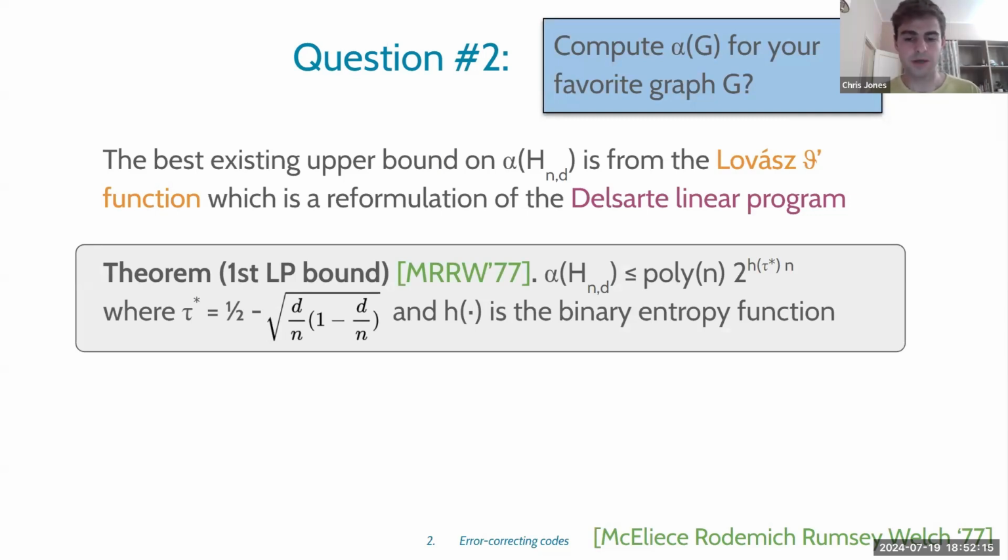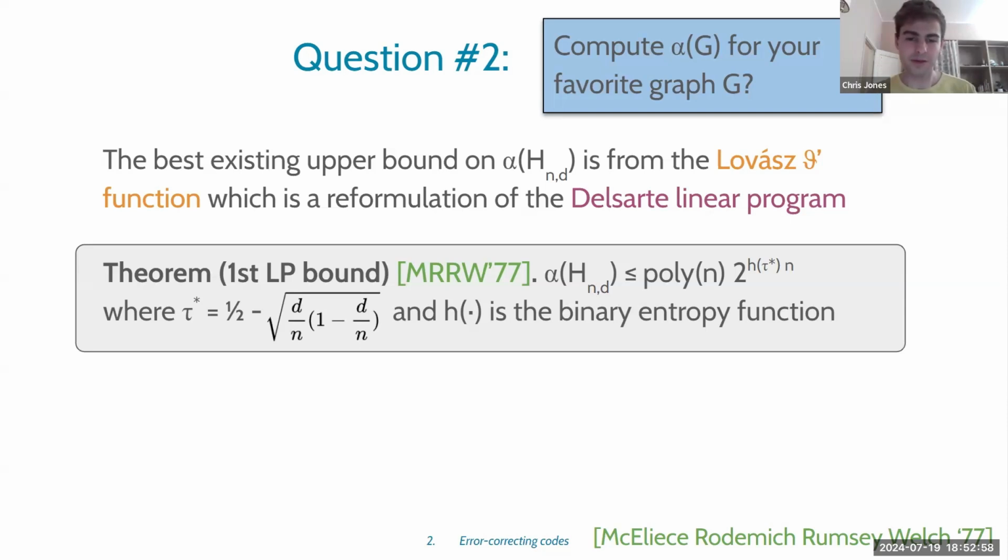It was proven by McEliece, Rodemich, Rumsey, and Welch, in something known as the first LP bound, that the independence number is bounded by 2 to the entropy of tau star times n, where tau star is some particular constant depending on the distance. This is the first LP bound. In the same paper, the authors actually proved the second LP bound, which strengthens this bound in a certain regime of d. I'll just focus on this one. The way this proof goes is by writing down this convex relaxation and analyzing it, constructing a dual solution that proves this upper bound.